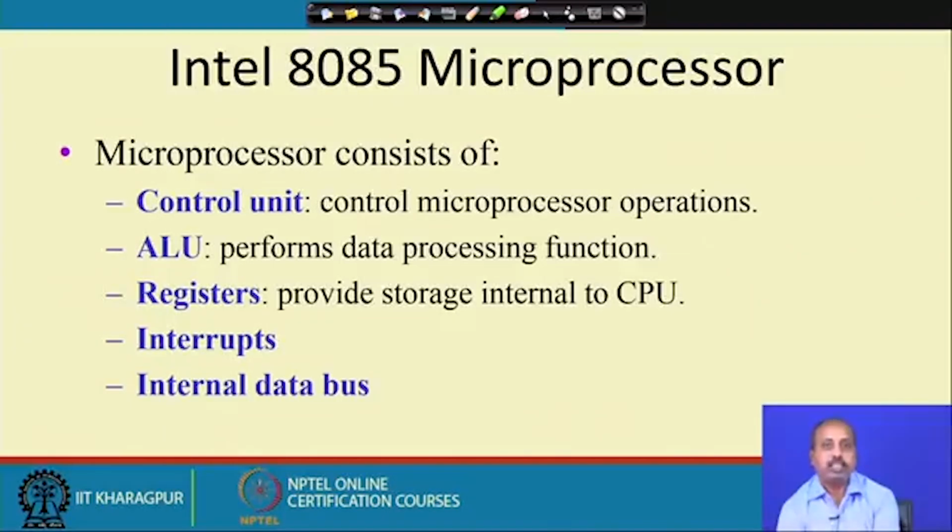Then interrupts are there, for interrupting the system and telling it that something special has happened and to take care of that situation. And there is the internal data bus, which will be connecting the modules internal to the processor.